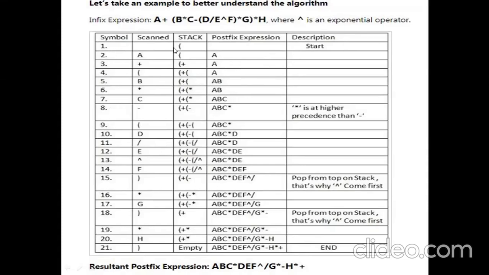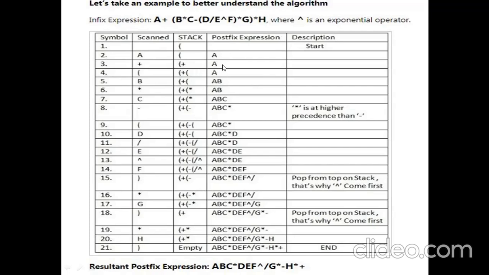Now the first step, according to the algorithm, we enter the left parenthesis into the stack. It is the initial stage. Now the second step: the first value scanned from the left side is A. The stack value is the parenthesis, and whenever an operand is scanned, we copy it into the postfix expression. So A is directly copied over here. Next, after A, we get plus, which is an operator, so the operator is pushed into the stack.